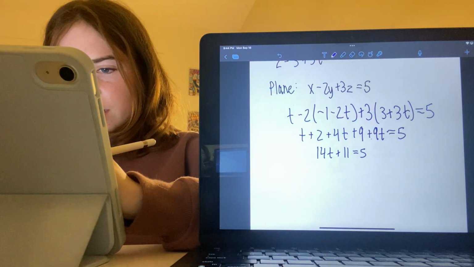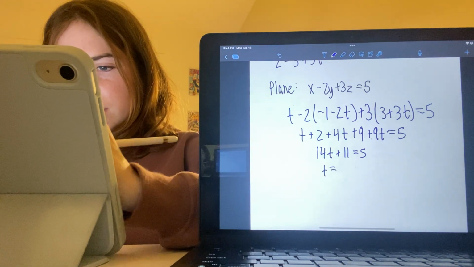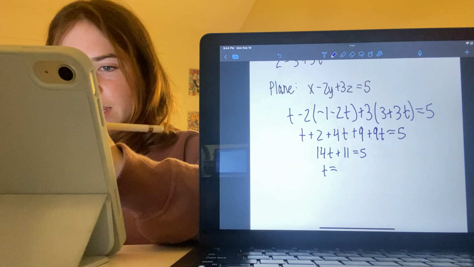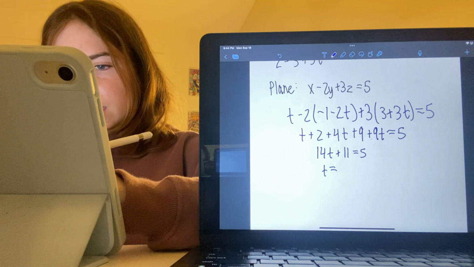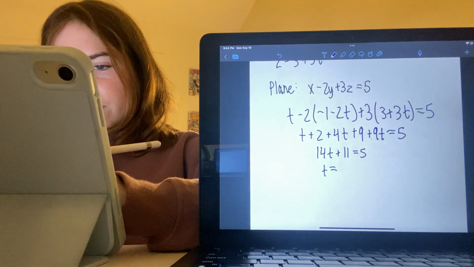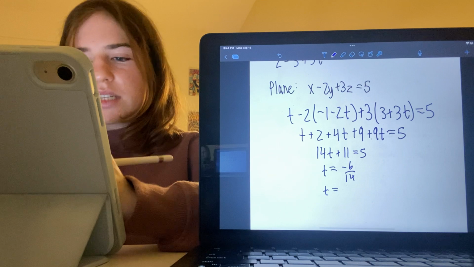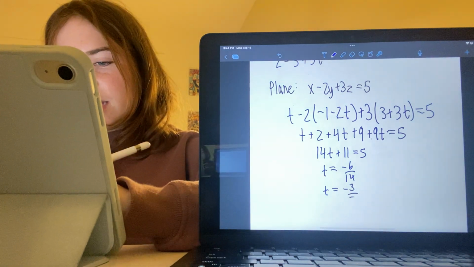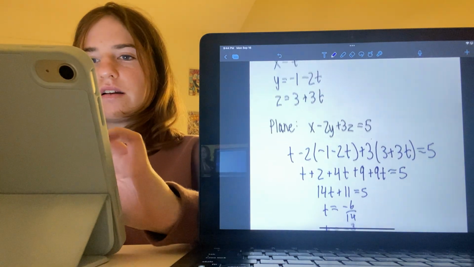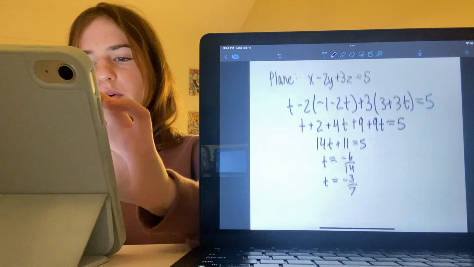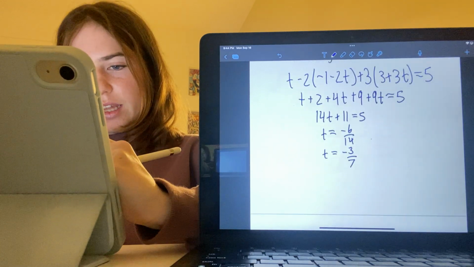So then we're going to say t equals -6 divided by 14. We can simplify that. So t equals -3 divided by 7. All right. And lastly, to find our point, we're going to take our t and plug it back in.